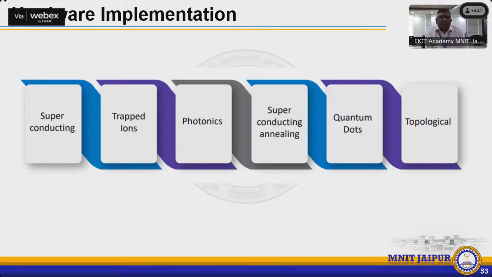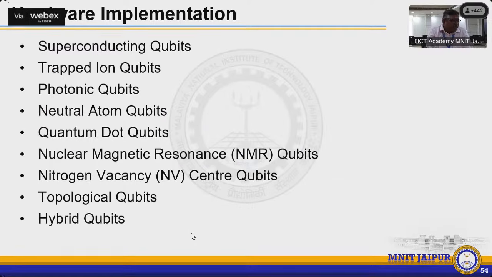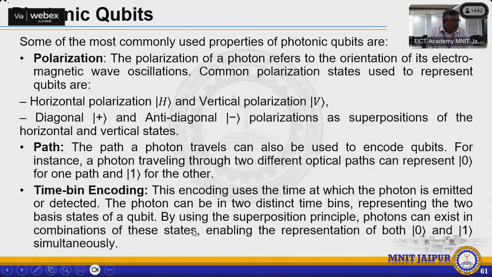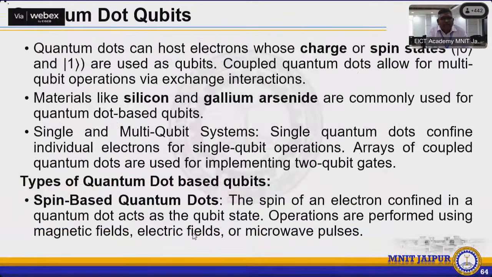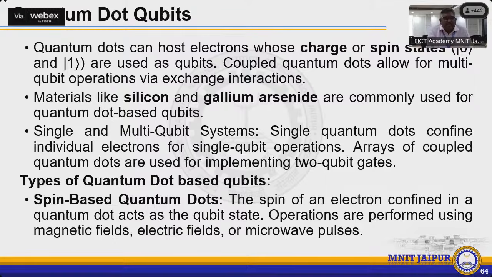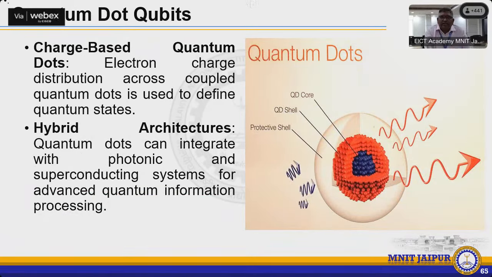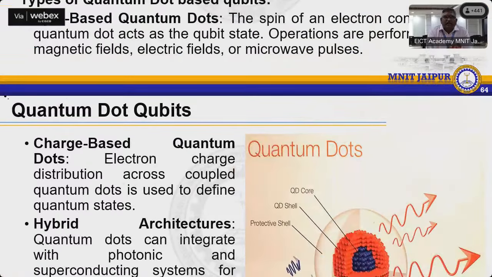Something about quantum dots. Yeah, quantum dots was discussed earlier. So let me quickly take you to quantum dots. So quantum dots, basically, they have charge or spin states, Ket0 and Ket1, used as qubits. They use materials like silicon and gallium arsenide to create the quantum dot qubits. There are two different types of qubits: one is called spin-based qubits, and the other is charge-based quantum dots. And there are hybrid architectures which combine both of them, right? So that's the kind of thing.